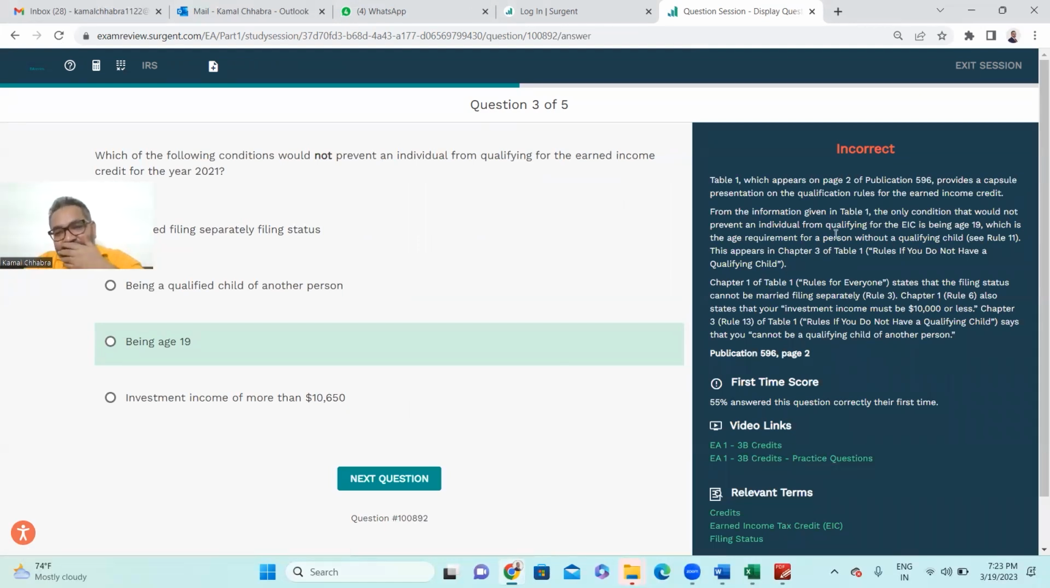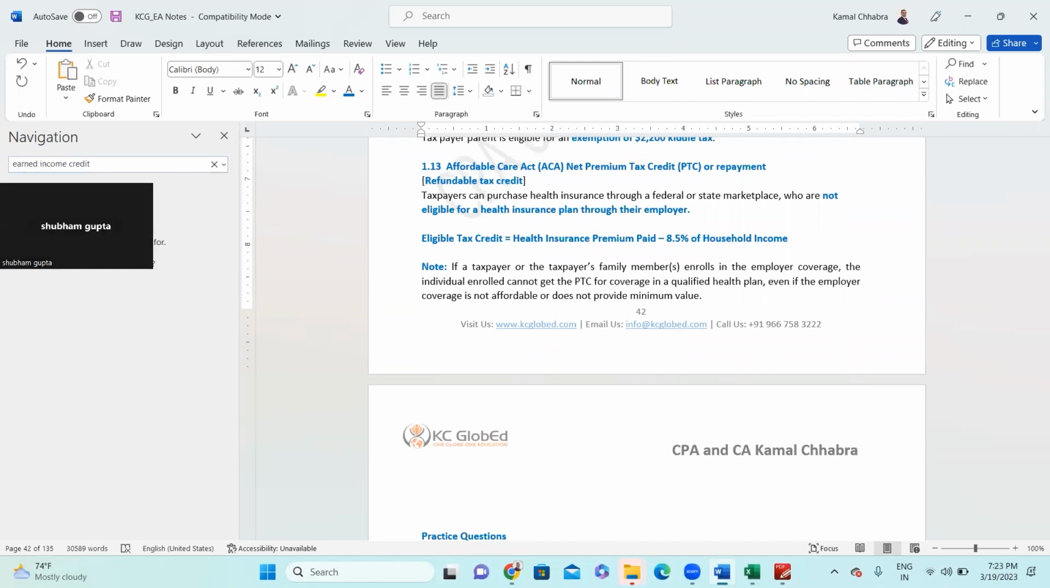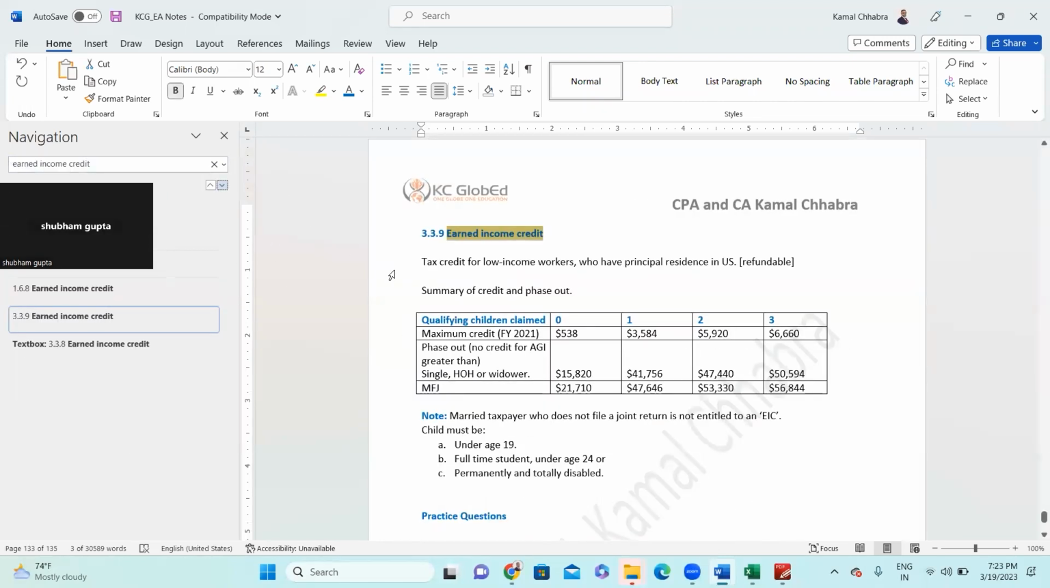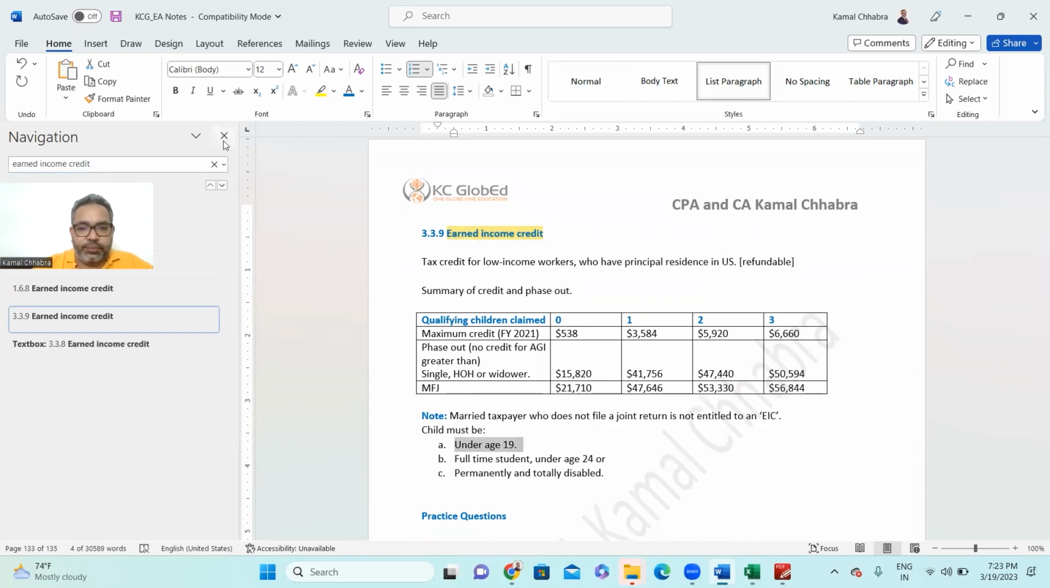So Table 1, which appears on page 2, provides the answer. From the information given in the table, the only condition that would not prevent an individual from qualifying for EIC is being age 19. So if you remember, for earned income credit, age 19 is okay.